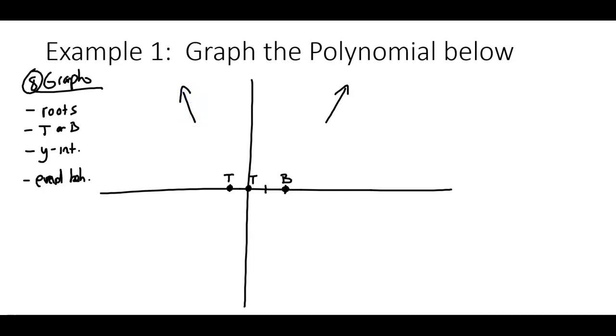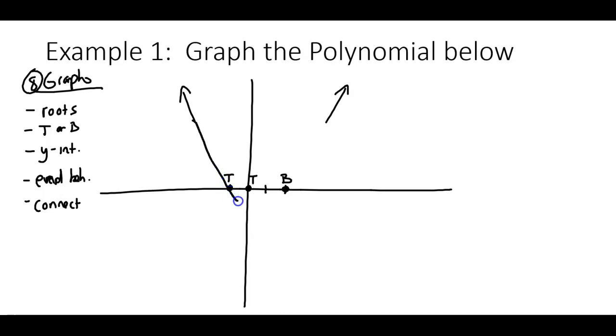Now all I have to do is connect all these dots to my end behavior. So after you've done those 4 things, connect everything together, and you'll have a pretty decent looking picture. So here's what happens. My graph, starting from my left end behavior, I'm going to come through until I get to this root, and I'm going to go through the x-axis at that point.